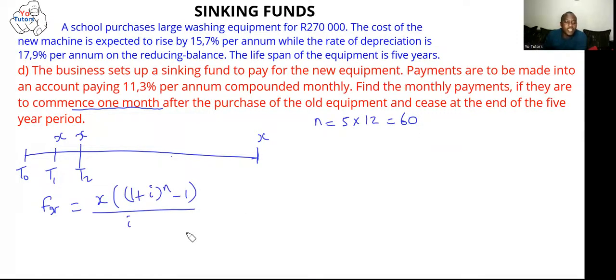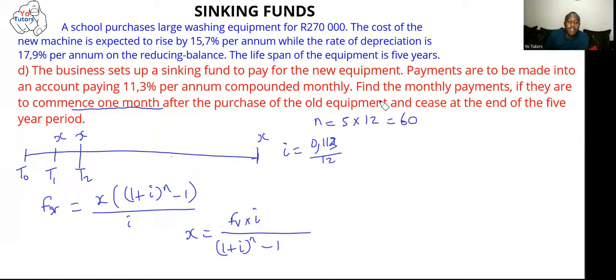And how do we get our X? I think now you know, guys, we take the I there. So it's FV times our I over what we have on top there, which is (1 plus I) to the power of n minus 1. Okay. Let's try to find out what we get from there. So for now, we know that our I is equal to 0.113 over 12. Our n, we have it, and we are looking for X.